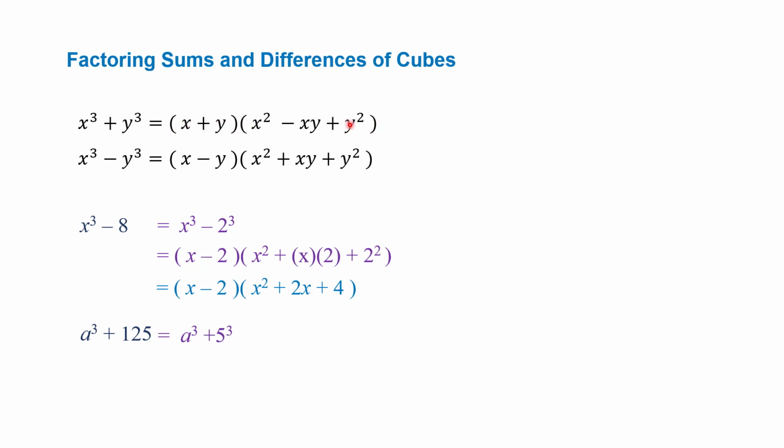According to the pattern of our identity, a cubed plus 5 cubed equals a plus 5 times a squared minus a times 5 plus 5 squared. If we simplify the second bracket, we can rewrite it as a squared minus 5a plus 25.